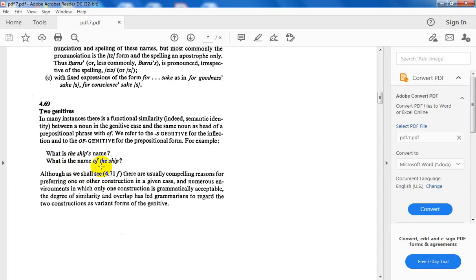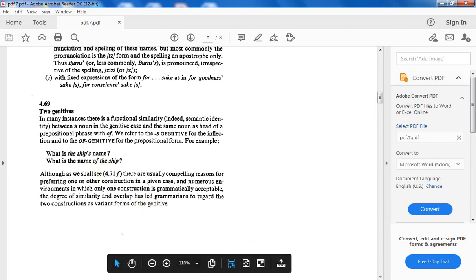Again, there are usually compelling reasons for preferring one or other construction in a given case, and numerous environments in which only one construction is grammatically acceptable. The degree of similarity and overlap has led grammarians to regard the two constructions as variant forms of the genitive.